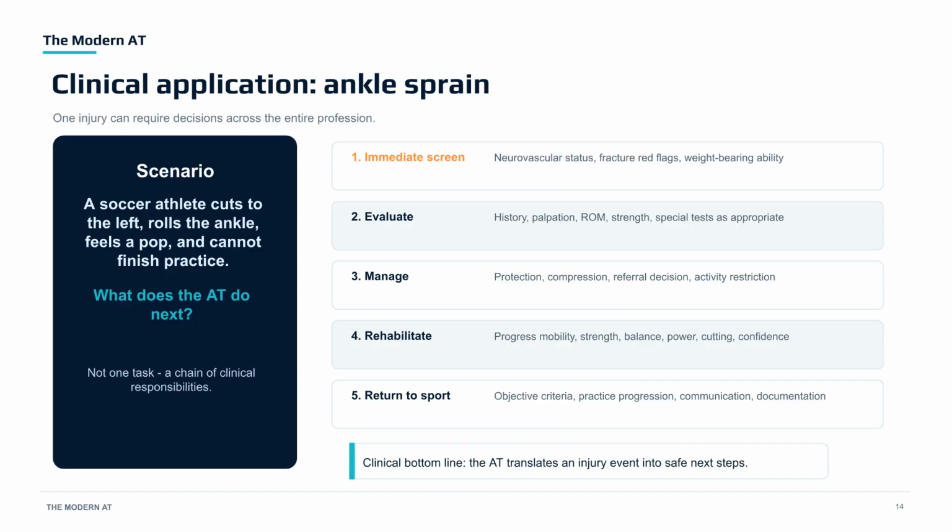Applying this to an ankle sprain, the AT immediately screens for urgent concerns. Next, they evaluate and manage acute symptoms, deciding on referral or restriction. Rehabilitation progresses mobility and strength. Finally, return to sport requires objective criteria. The AT translates the injury event into safe next steps.